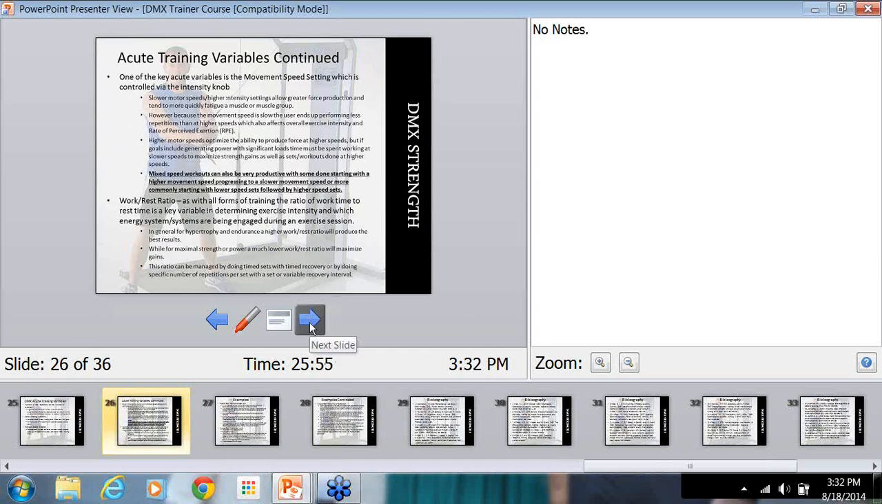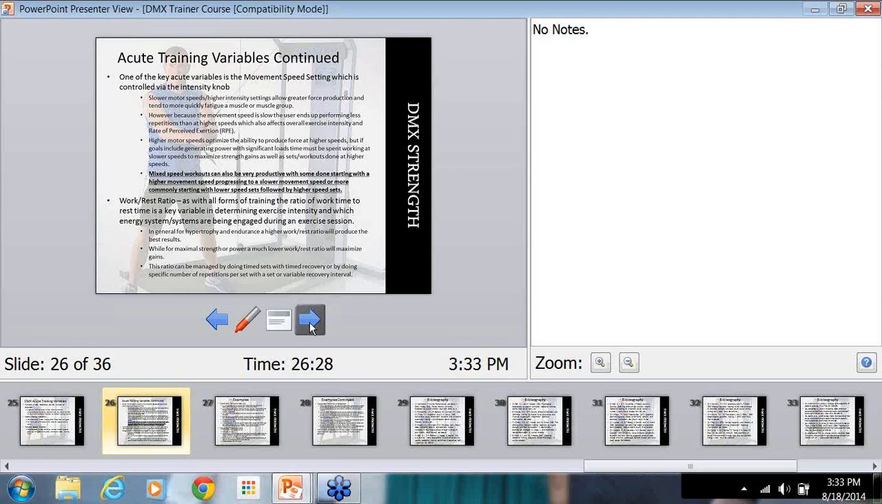Let's continue our discussion of acute training variables. One of the key acute variables is the movement speed setting, which is controlled via the intensity knob. Slower movement speeds, which correspond to higher intensity settings, allow greater force production and tend to more quickly fatigue a muscle or muscle groups. However, when you're doing a slow movement speed, which is a high intensity setting on the machine, the user ends up performing fewer repetitions than at higher speeds, which also affects overall exercise intensity and their rate of perceived exertion.